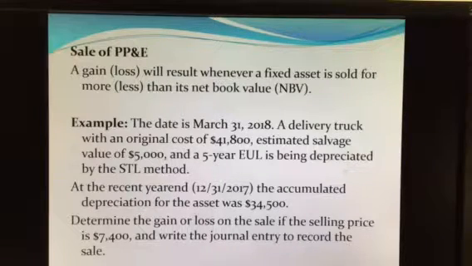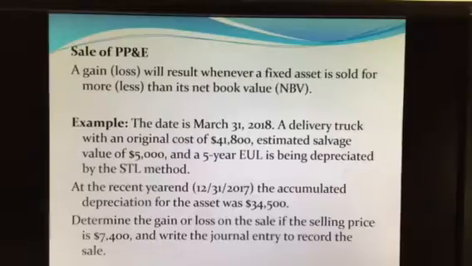Well, let's return to the idea of selling property, plant, and equipment. I think we've already seen this in general. A gain or loss is going to result whenever a fixed asset is sold. A gain is going to result when a fixed asset is sold for more than its net book value, and a loss is going to result whenever a fixed asset is sold for less than its net book value. Net book value, of course, being the equipment balance in this case, less the accumulated depreciation on that equipment.